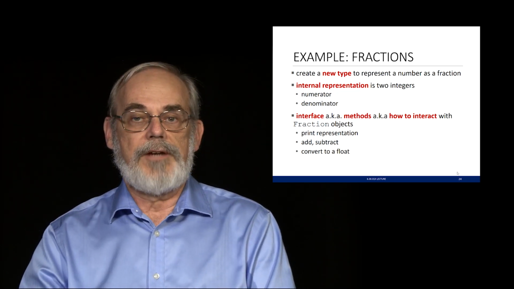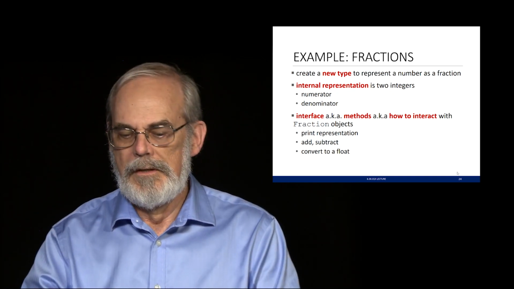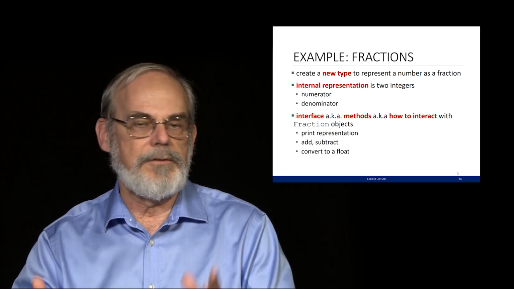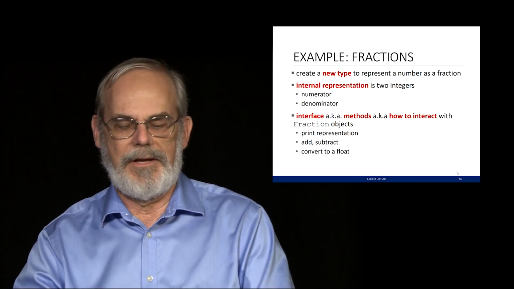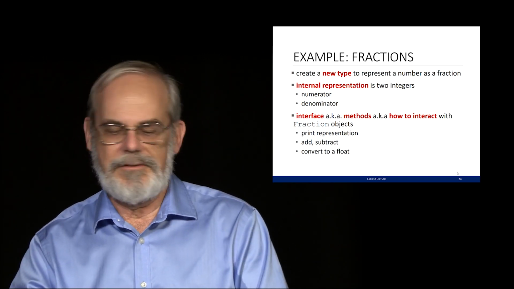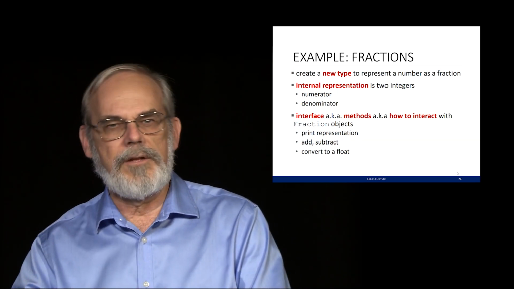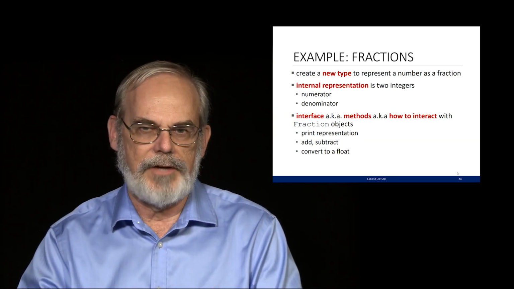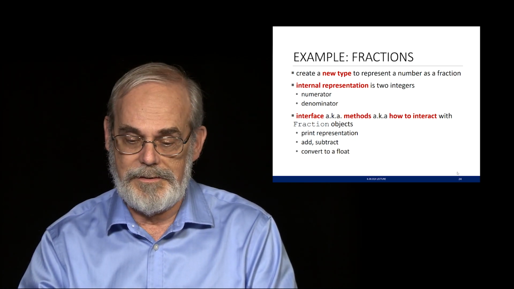In my case, for a fraction, I want a numerator and a denominator, a top part and a bottom part. In terms of the interaction, the interface, the methods, I certainly want a print representation so I don't get something messy coming out. But I'd like to think about simple things like, how do I add fractions? How do I subtract fractions? And one other thing I might like is, how do I convert a fraction into an actual floating point number that I could then use standard Python arithmetic operations on?